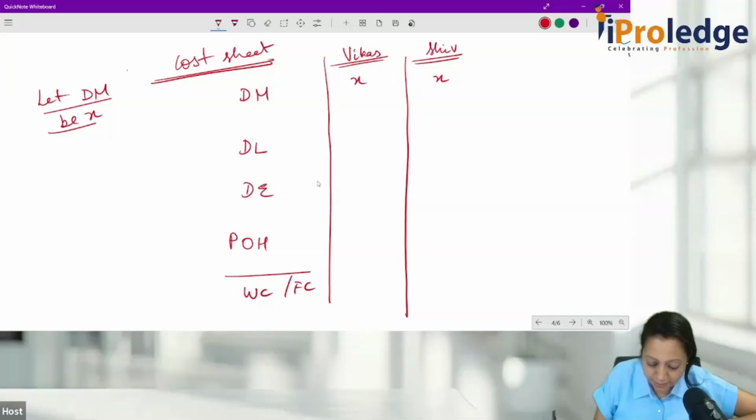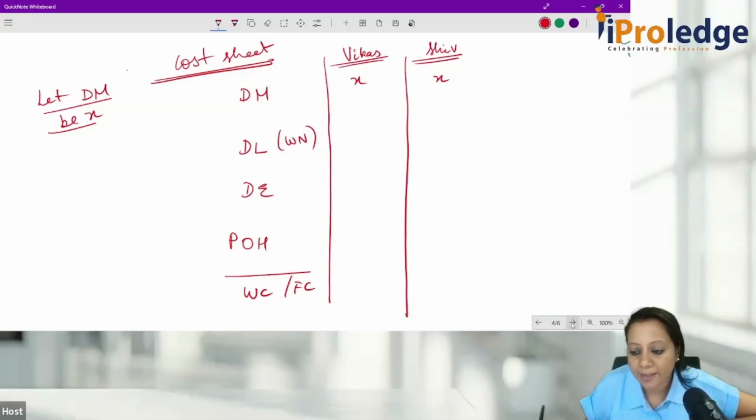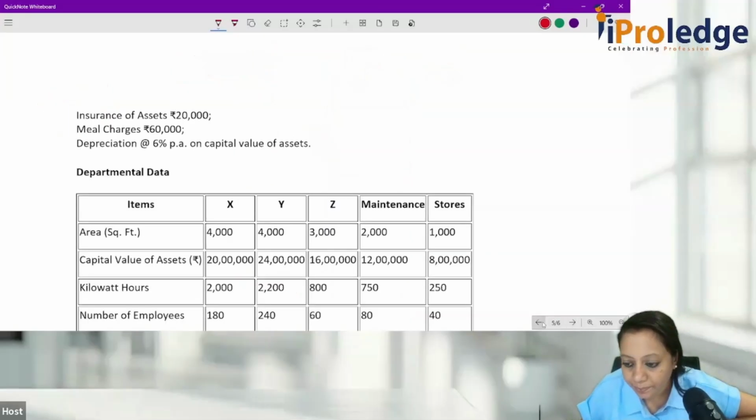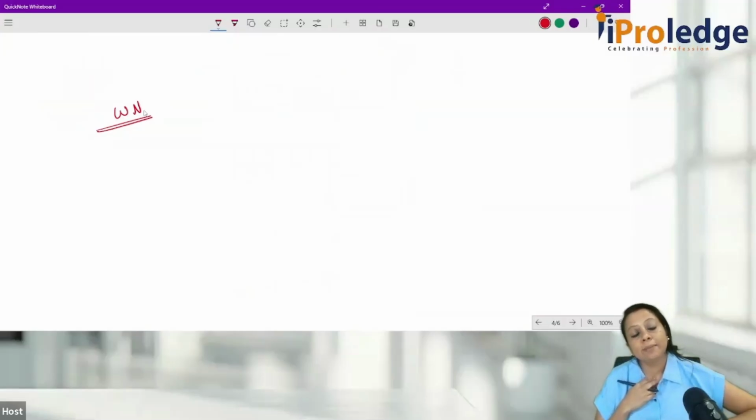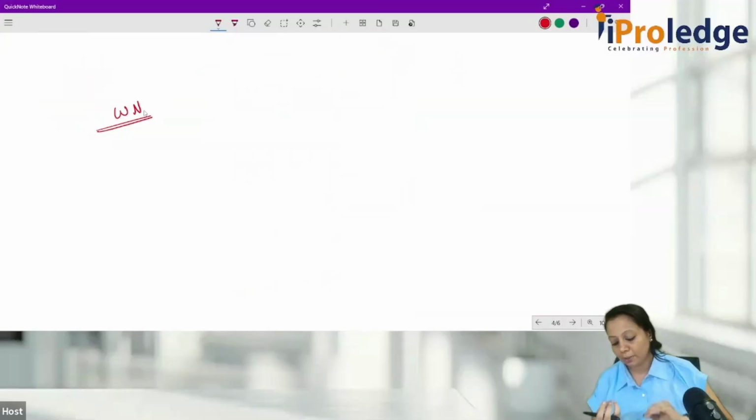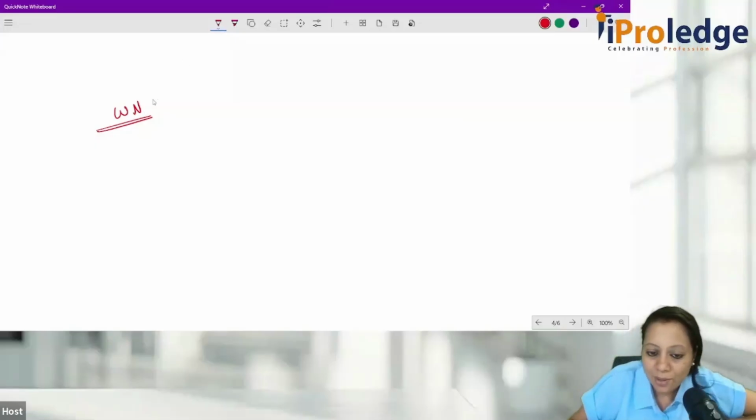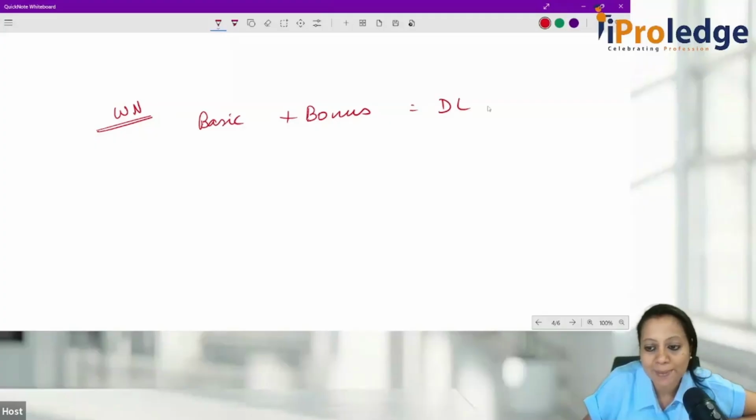Direct labor. Direct labor is going to be, so I will write a working note for this because I can't write it here. Let me write a working note here. If somebody has a doubt and has not done this problem earlier, why is the material the same? Whether it is Vikas or Shiv, the direct material cost will not change. So that's why it's the same. It's going to be a working note. Basic plus bonus is going to be direct labor, no? Yes, ma'am. Super.